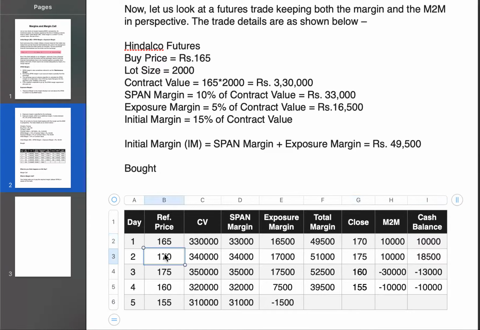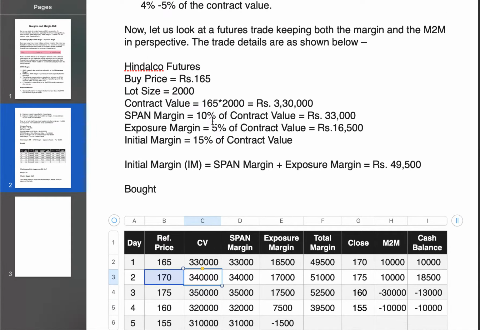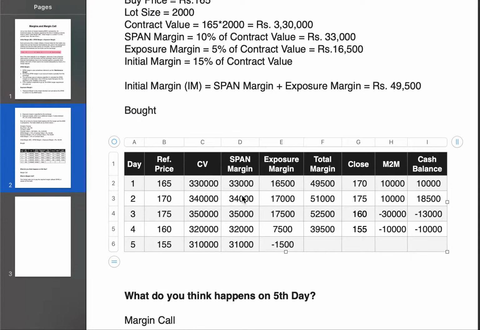So for day 2, my reference value would be the closing value. It won't be 165 because the difference of 165 and 170 is already accounted for. So I'll go to the reference price of 170. Now the contract value has increased. It is now 3.4 lakh rupees. And as I told you, since SPAN is 10% of contract value, my SPAN margin will also increase. Similarly, my exposure margin will also increase.